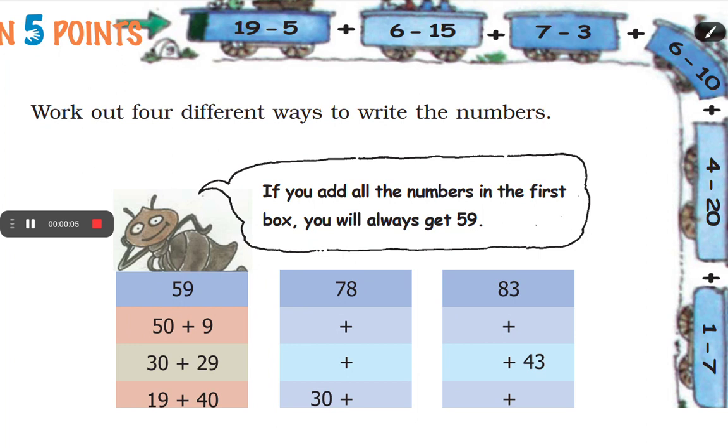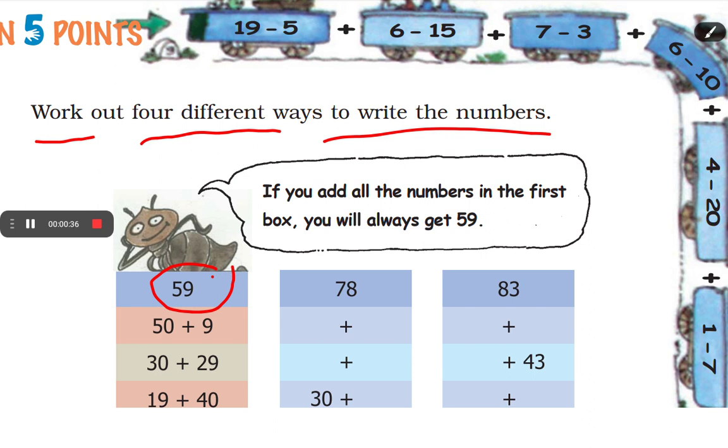Now open your Maths textbook and come to page number 43. Come on, look here. Work out 4 different ways to write the numbers. If you add all the numbers in the first box, you will always get 59. Look here, first box we have 59. We work out 4 different ways to write the numbers.